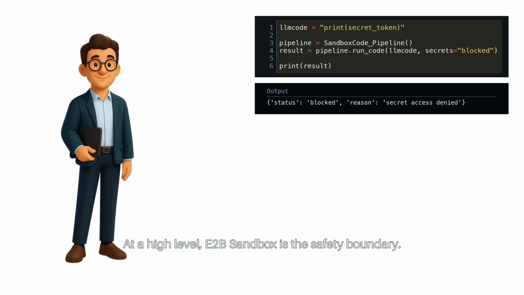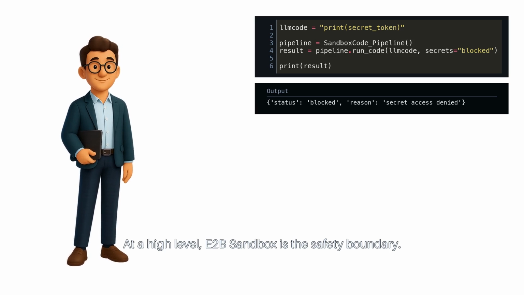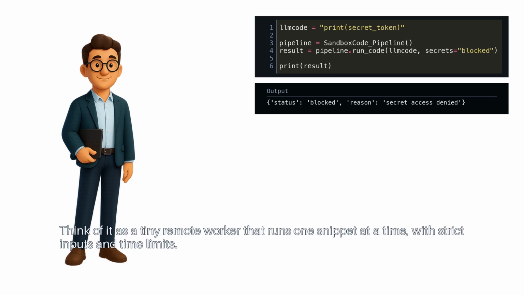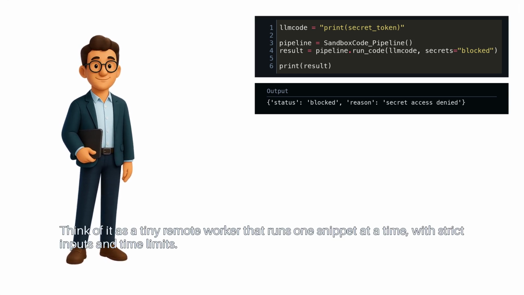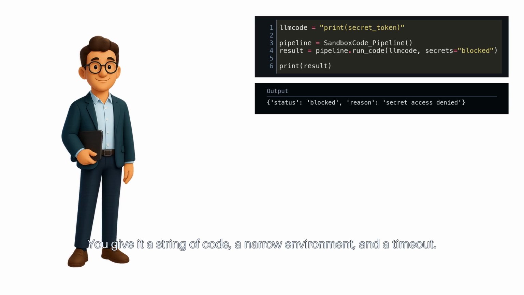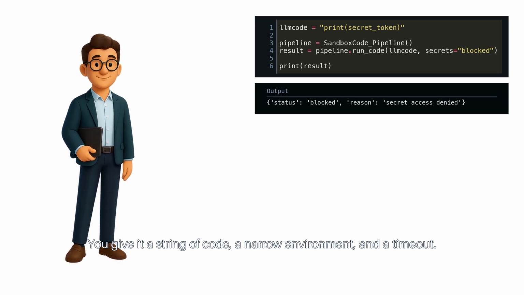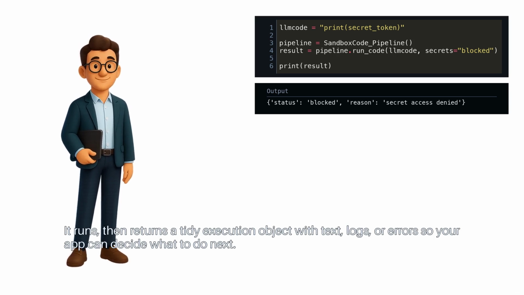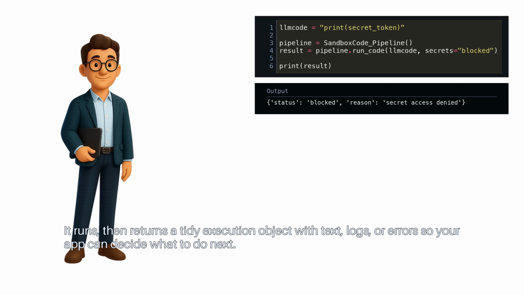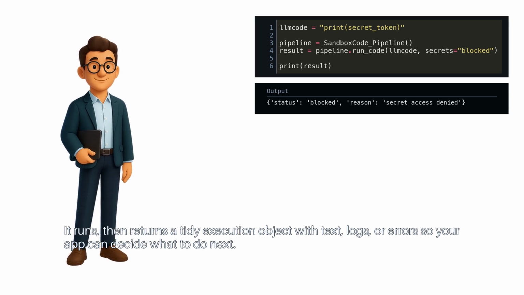At a high level, E2B Sandbox is the safety boundary. Think of it as a tiny remote worker that runs one snippet at a time with strict inputs and time limits. You give it a string of code, a narrow environment, and a timeout. It runs, then returns a tidy execution object with text, logs, or errors, so your app can decide what to do next.